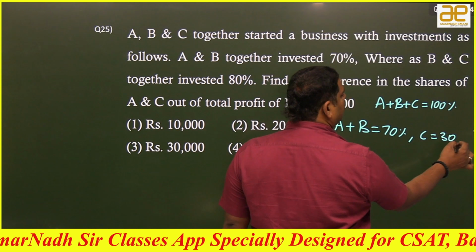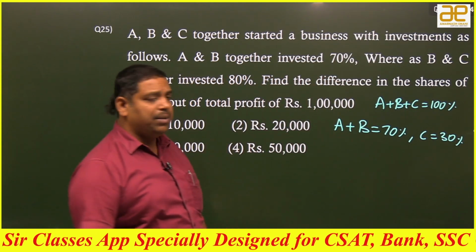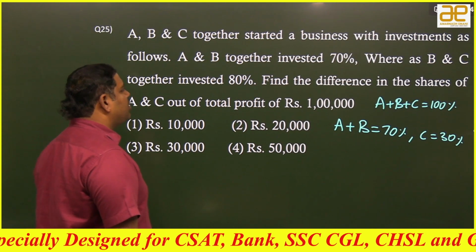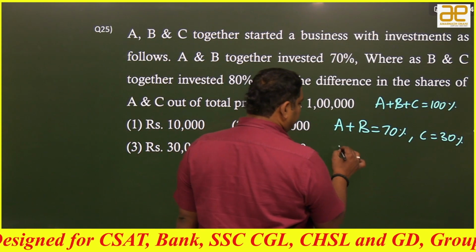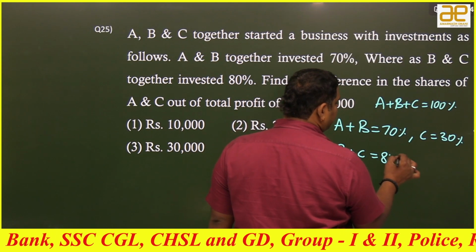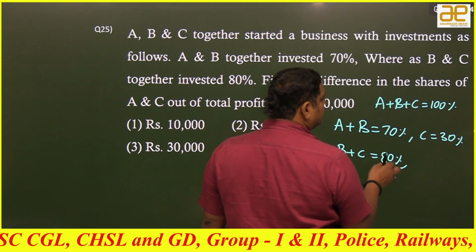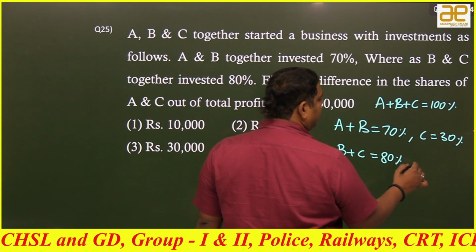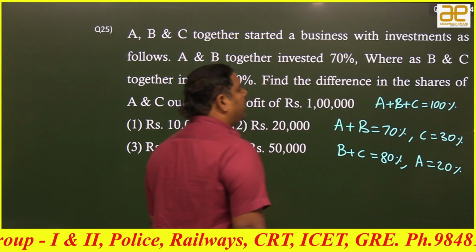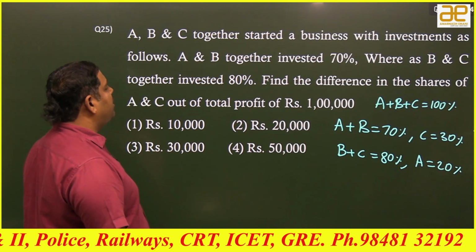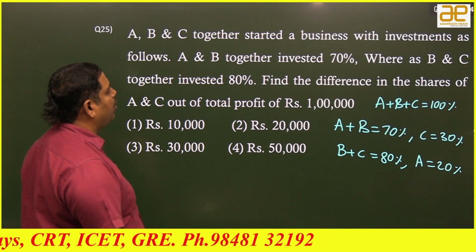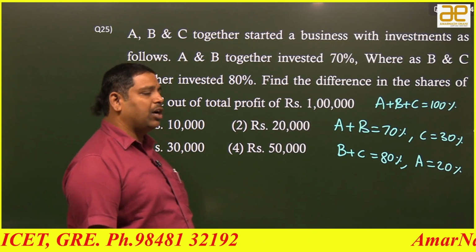The investment of C is 30%. Like that we can calculate. Next one. Whereas B and C together invested 80%. So what can I conclude from here? B and C 80, total is 100, means A alone is 20%. Next one. Find the difference in the shares of A and C out of the total profit of 1 lakh rupees.